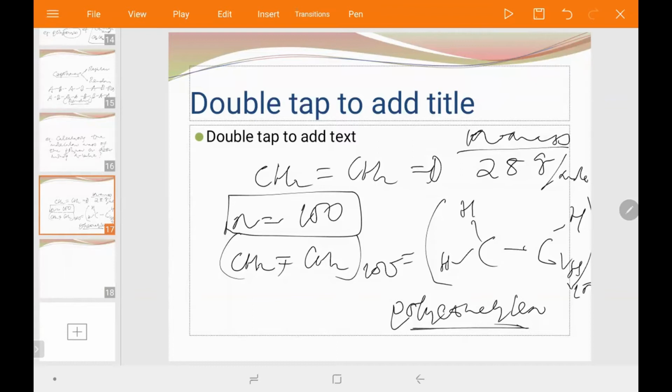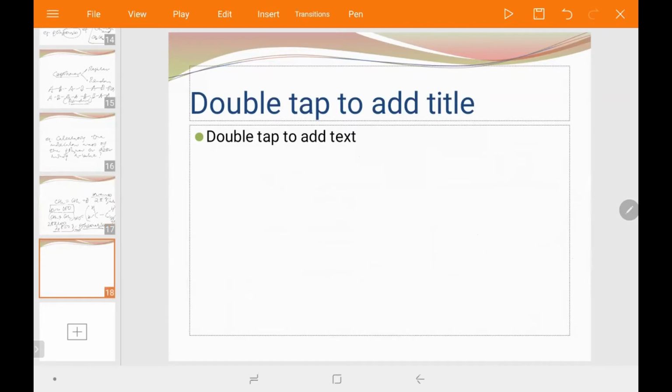It is a combination, or a collection of what? This monomer is 28, and here we use N as 100. You can just multiply 28 times 100, which is 2,800 gram. It is simple, yes?